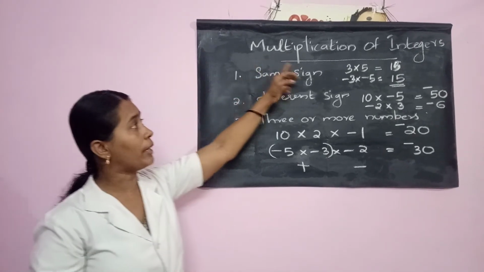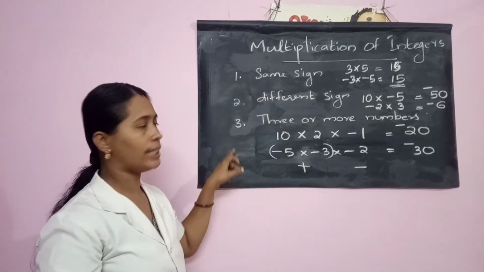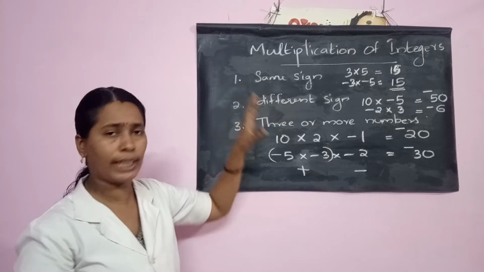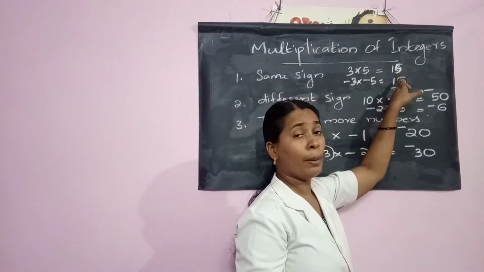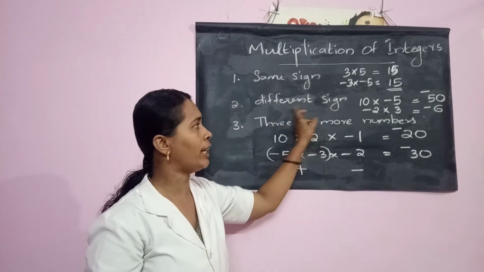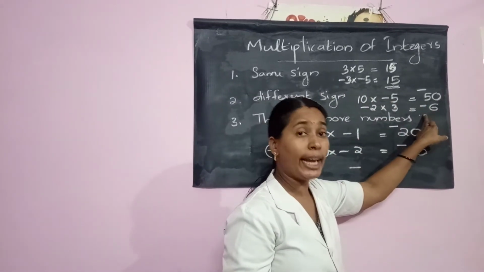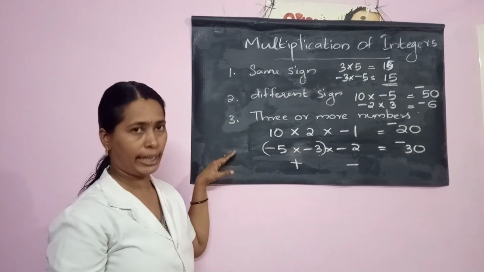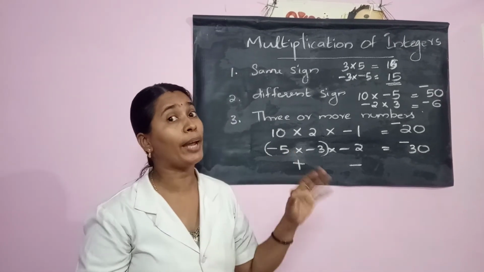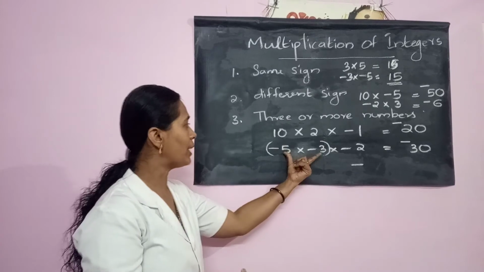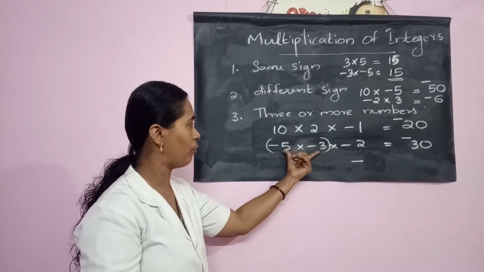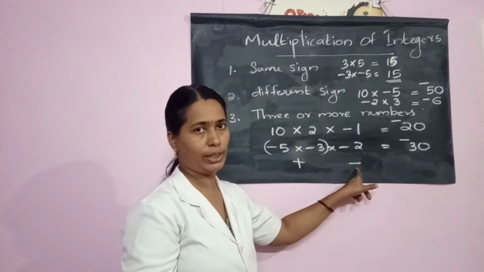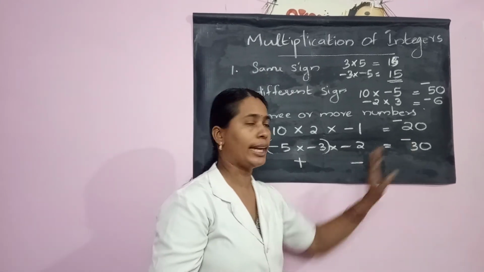So when you consider multiplication of integers, there are three cases. The first one, they are of the same sign. If the given numbers are of the same sign, their result is always positive. When they are of different signs, their product is always negative. When you consider 3 or more numbers, if all the 3 are negatives, what you have to do? You have to pair them. The first pairing will give you negative 5 and negative 3. Their product will give you a positive sign. And here comes a negative sign. So positive and negative will give you negative 30.